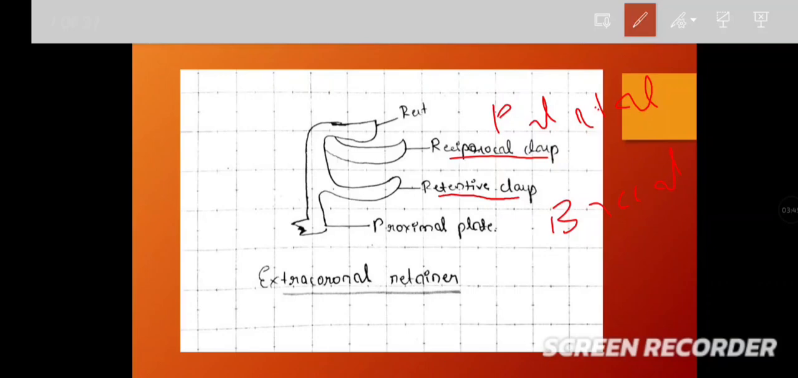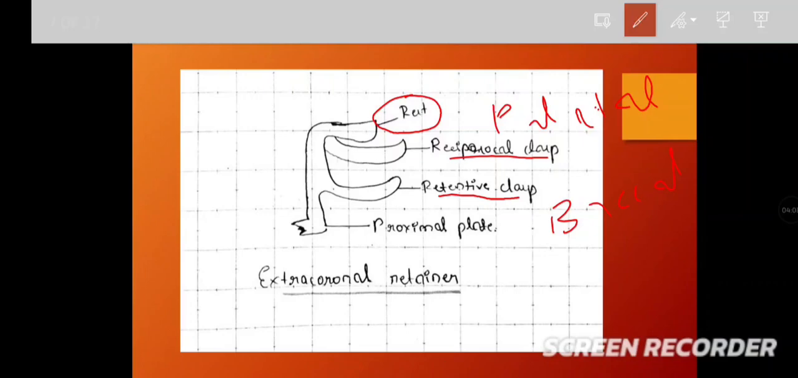Now concentrate on the image. You can see the top part, that is the rest. Rest usually lies on the occlusal surface for posterior teeth, on the cingulum or incisal surface for the canine, and on the incisal surface for the incisors. It will give support to the prosthesis.